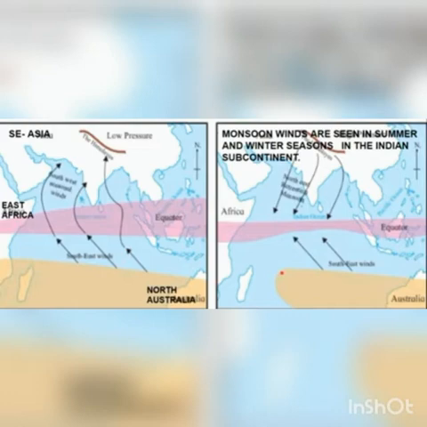Whereas now, from September to December, because of the low pressure area developing near the equator, winds blow from the Indian subcontinent towards the equator, and these winds are called the northeast monsoon winds, and these winds are dry.